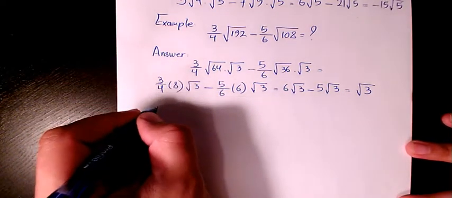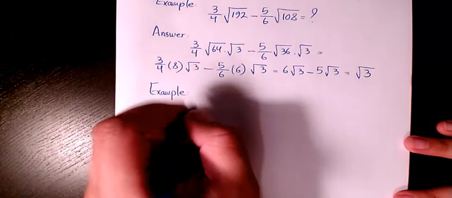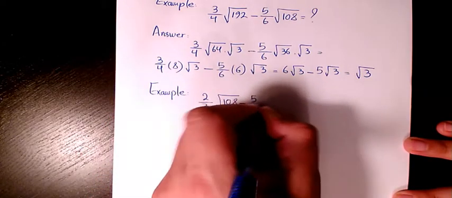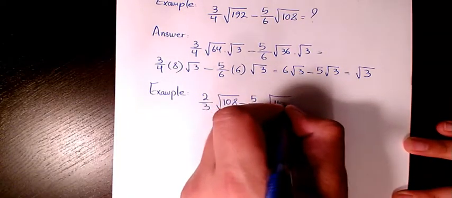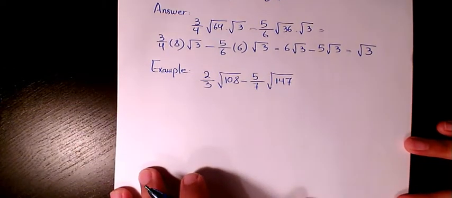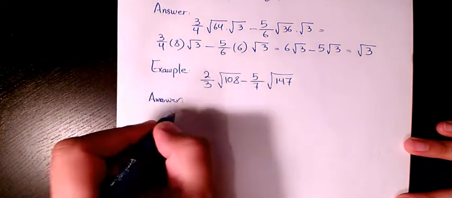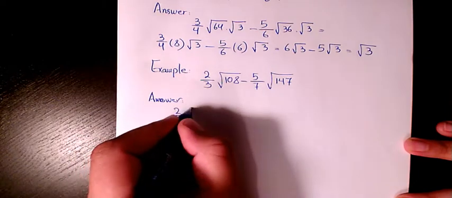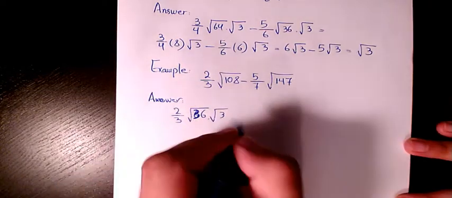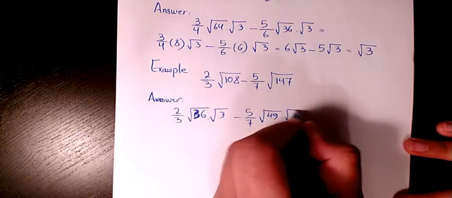Next example. We have 2 over 3 root 108 minus 5 over 7 square root of 147. So the answer is 2 over 3. 108 is 36 times 3 minus 5 over 7. 147 is 49 times root 3.